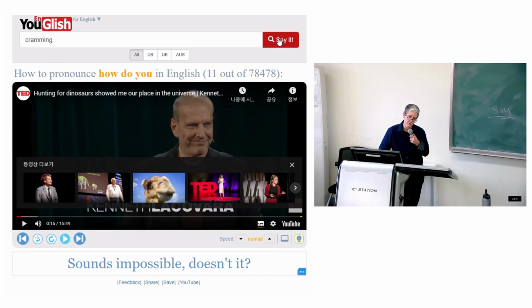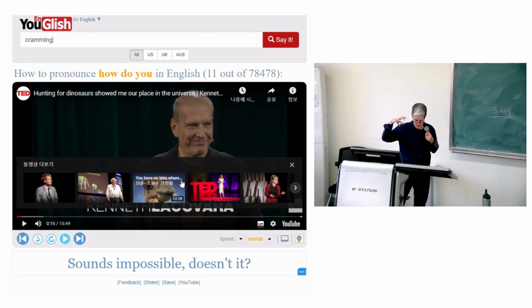So cramming has a few different meanings, but one of them is to study intensively over a short period of time just before an exam. I'm sure many of you have done this, have crammed. But cram also means to stuff into something, completely fill something, crowd something. You can cram things into your bag.